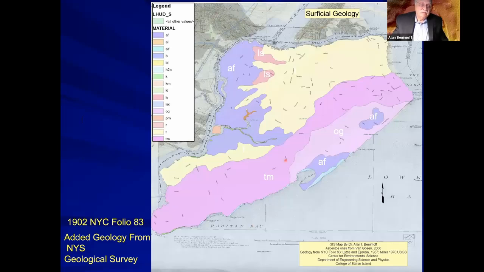Here's where we were at the south end. This is the terminal moraine, as you could see. We have glacial till here, outwash plain, artificial fill here and here, and the Fresh Kills areas over here where they have a garbage dump or landfill.